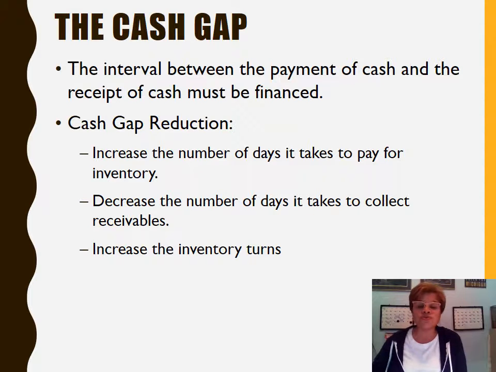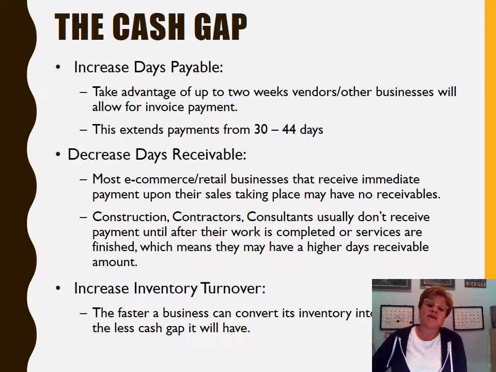So in order to reduce that cash gap, increase the number of days it takes to pay for inventory, decrease the number of days it takes to collect receivables, and increase the inventory turns. Those are the ways in which you can help that cash gap. So I give you some examples here. Each one of those: increase the days payables up to 2 weeks. Vendors, other businesses will allow for invoice payment.